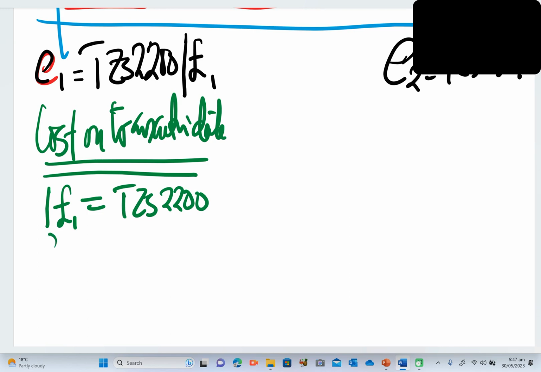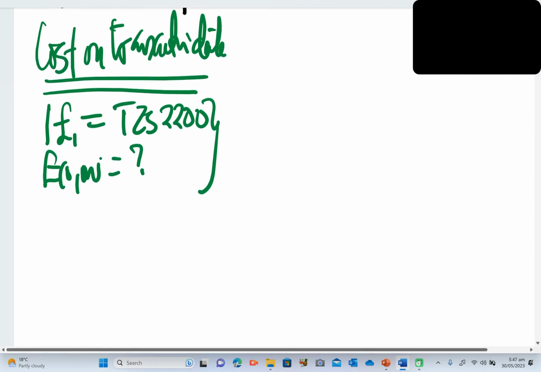So we have 10,000 pounds equal to how much? What is the cost today? It is called cost 1.